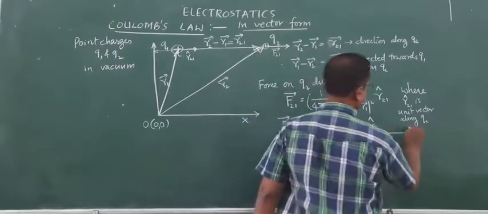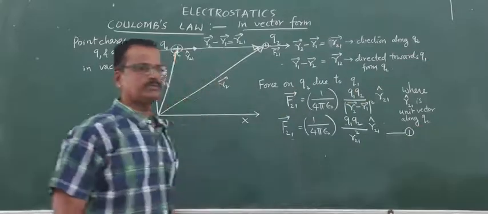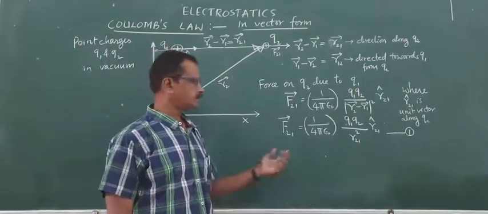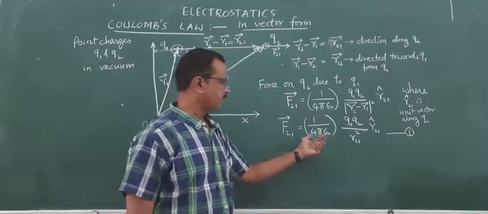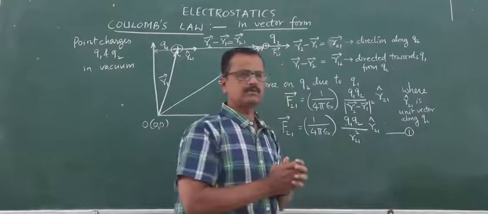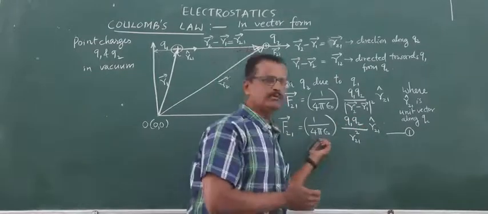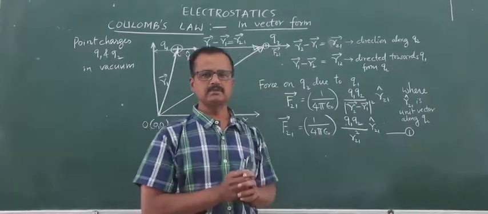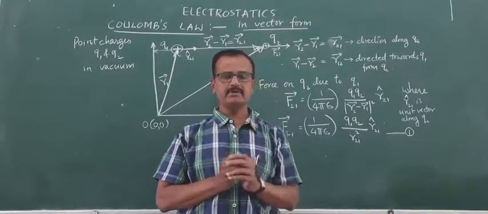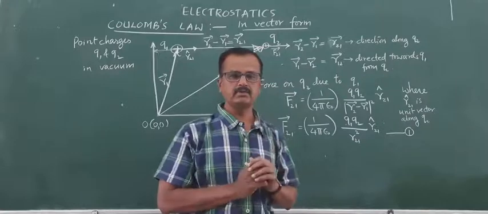This is the vector form of Coulomb's force. This is also called Coulomb's force. It has magnitude also. Magnitude is 1 upon 4 pi epsilon Q1 Q2 upon R21 square, where we already know 1 upon 4 pi epsilon is 9 into 10 raised to 9 Newton meter square per Coulomb square.